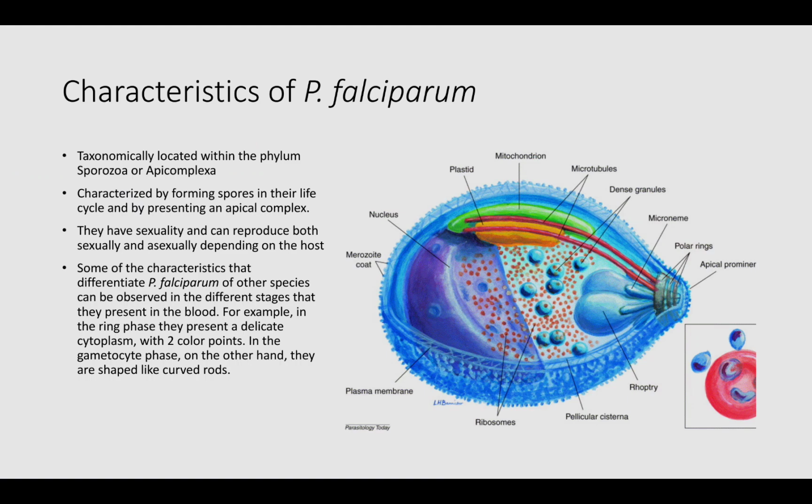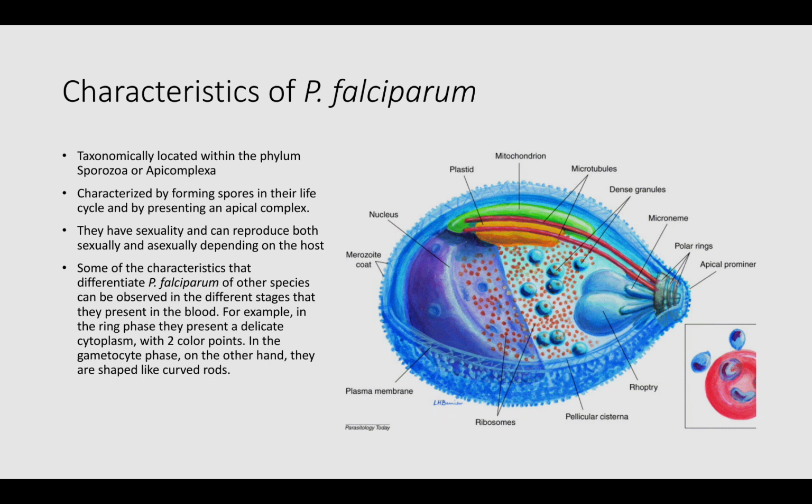Taxonomically, Plasmodium falciparum is located within the phylum Sporozoa, or Apicomplexa, because it can form spores in its life cycle and also has a shape that we call the apical complex. An interesting fact about Plasmodium falciparum is that it can reproduce both sexually and asexually depending on the host. In humans, it reproduces asexually.